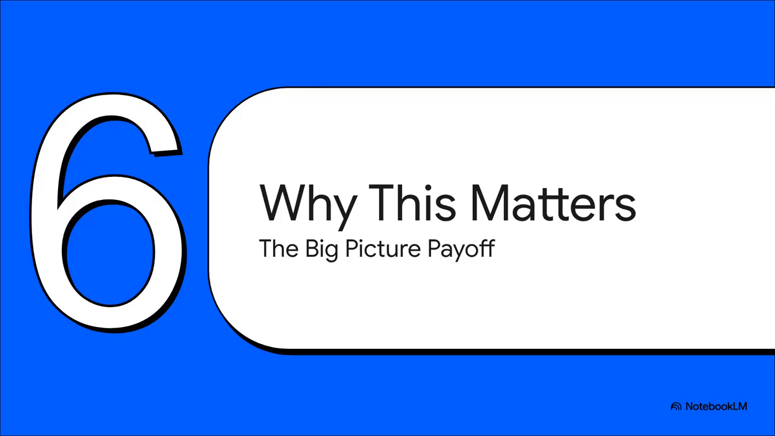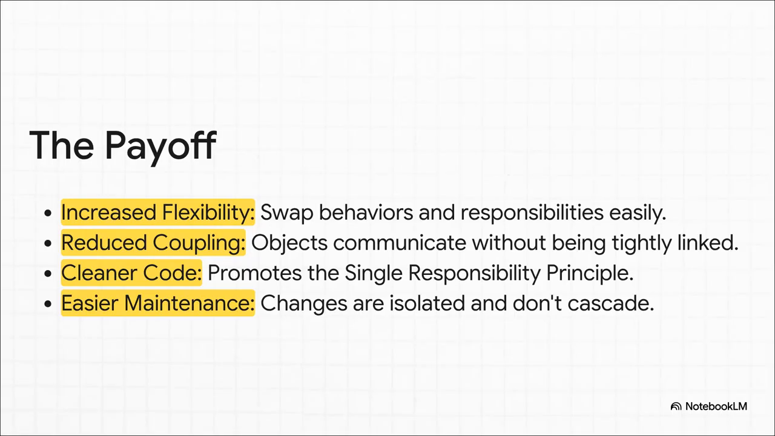Okay, so we've looked at 3 pretty cool patterns, but let's zoom out for a second. What's the big picture? Why should you really bother to learn and use these ideas in your own work? Well, the payoff is huge. Your code becomes so much more flexible. You can swap behaviors and responsibilities super easily. You drastically reduce coupling, so your objects can talk to each other without being shackled together. This all leads to cleaner, more maintainable code, and it helps you avoid that catastrophic cascade we talked about at the beginning. Changes get isolated, which makes maintenance a predictable task instead of a total nightmare.